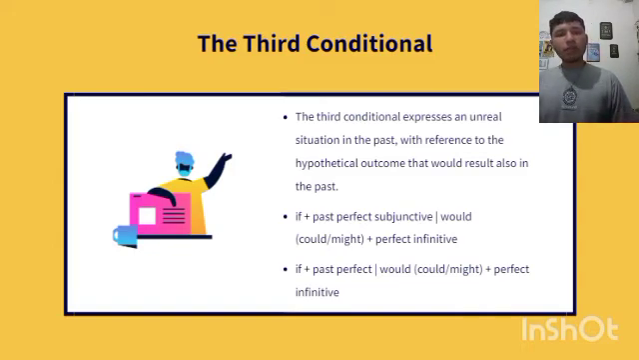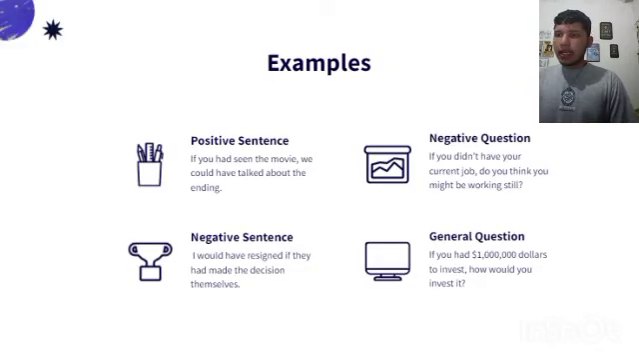But instead of the past perfect subjunctive in the conditional clause, we can have a past perfect. They both work the same. That is going to depend on the context or what the person needs to express. Finalizing with the examples. Positive sentence. If you had seen the movie, we could have talked about the ending.